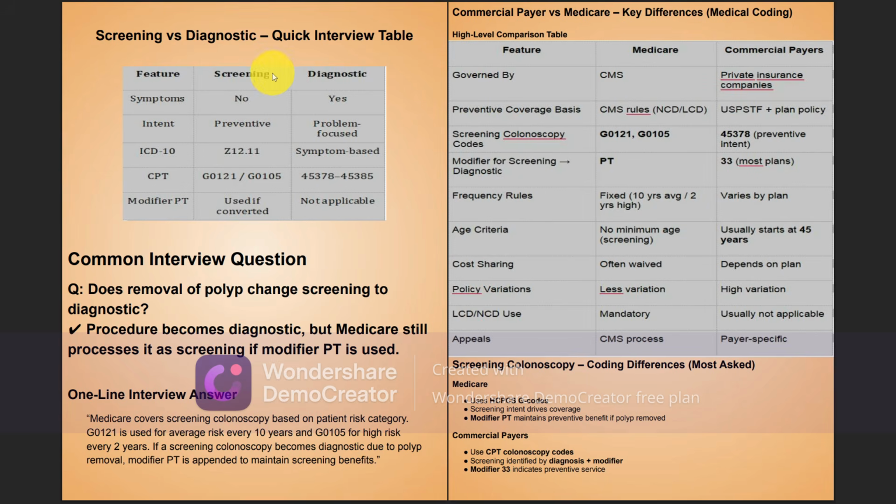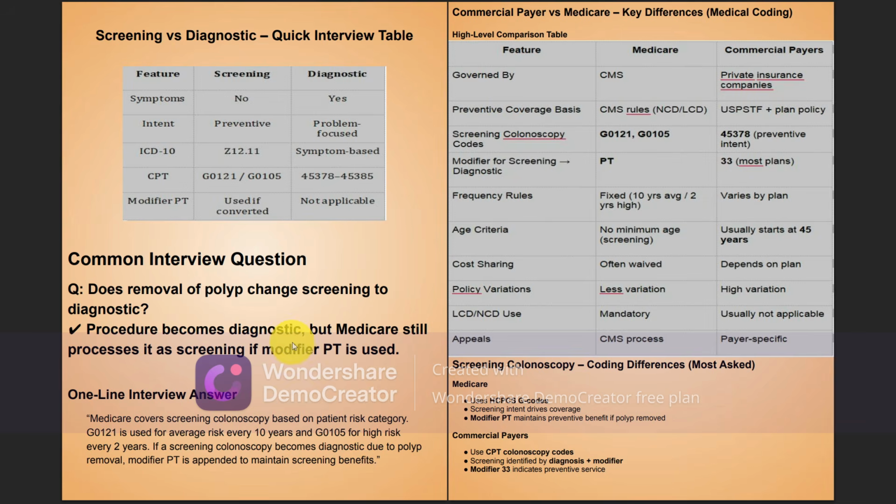You can see: symptoms, screening no, diagnostic yes. Intent: in a screening it is preventive, in a diagnostic it is problem focused. ICD: you can use Z12.11 in a screening; symptom based in a diagnostic. CPT code: G0121 or G0105 in a screening; in a diagnostic 45378 to 45385. Modifier PT: we are using it in a screening, used if converted to a diagnostic; not applicable otherwise. Next question, a commonly asked interview question: does removal of polyps change screening to diagnostic?